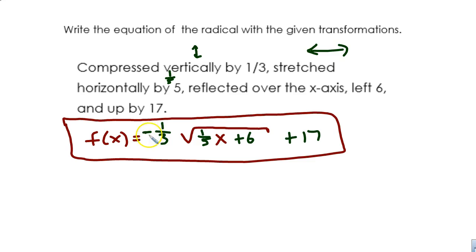Now for the negatives, I use an x for reflections over the x-axis, or a y for reflections over the y-axis, to remember where those go in. Once you get it pretty good, these questions are very simple. You always get them right.